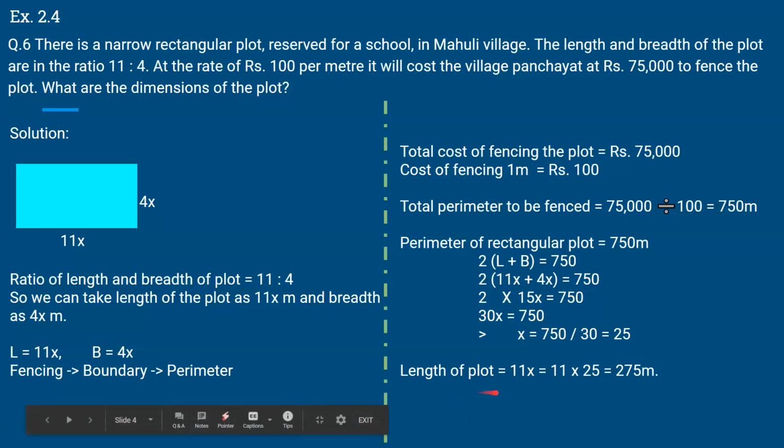Therefore, length of the plot equals 11x equals 11 multiplied by 25 equals 275 meter. Breadth of the plot equals 4x equals 4 multiplied by 25, that is 100 meter.